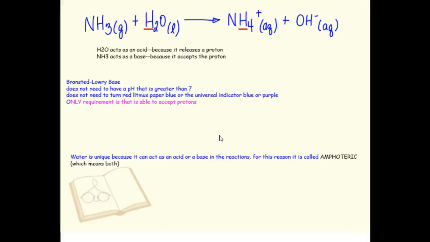So one of the things we just saw is that water was very unique. In our one example, it acted as a base, and in another example, it acted as an acid. And for that reason, we can call water amphoteric, which means both. It means that it can be an acid or a base.